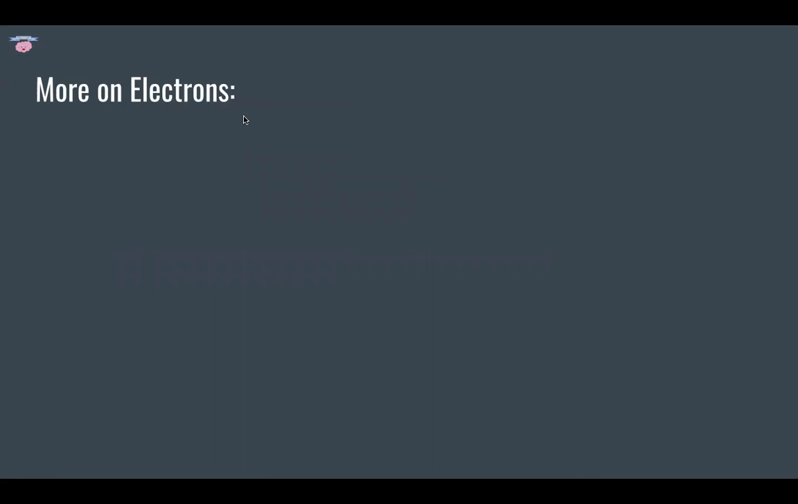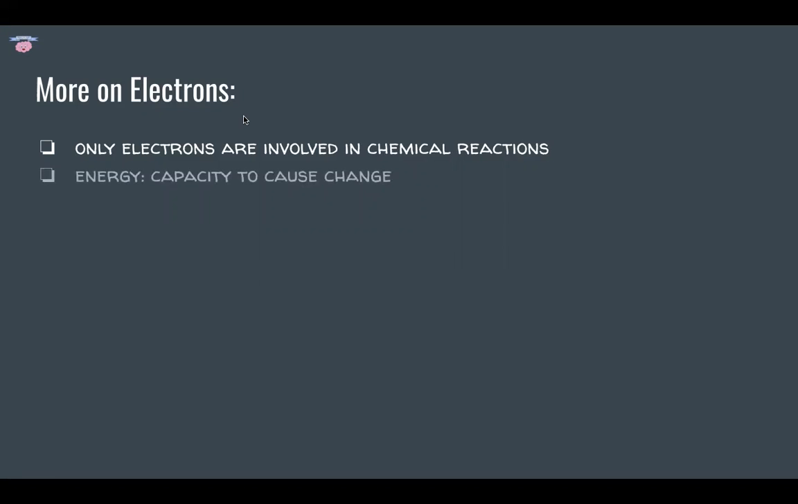Moving on, electrons. We talked a bit about electrons, but there's so much more to electrons, as you'll see in our chemistry series, which starts a few months later. Electrons are the only particles that are involved in chemical reactions, reactions between molecules. Energy is the capacity to cause change. Each electron has a different energy, and this is called the energy level of the electron.